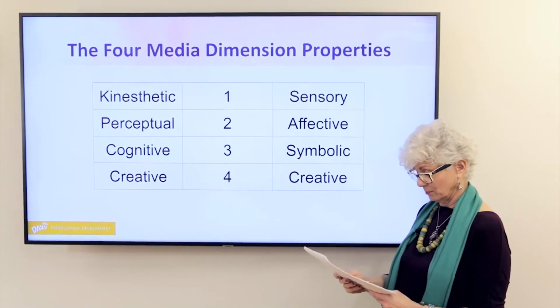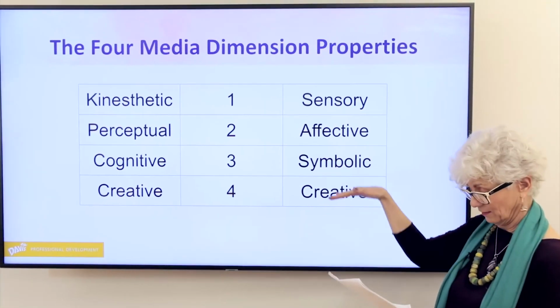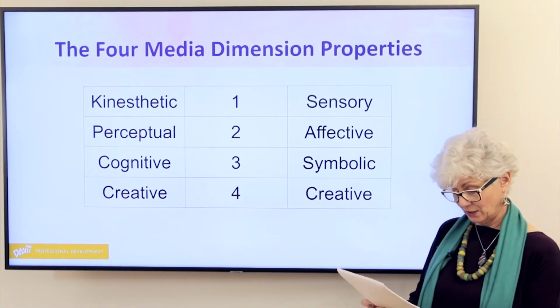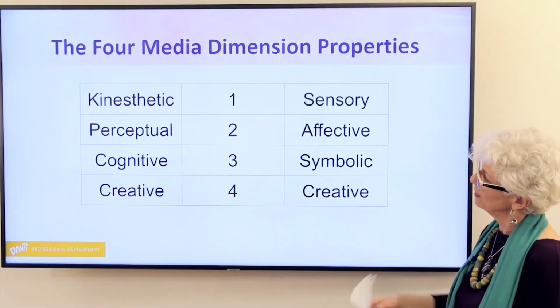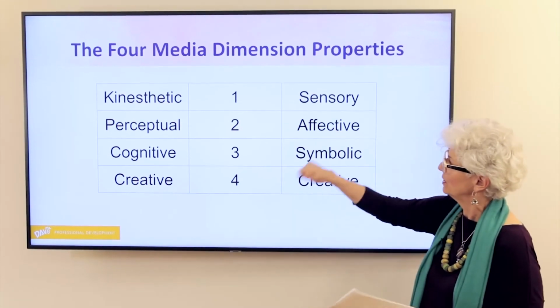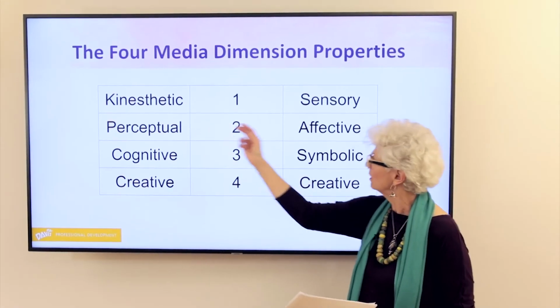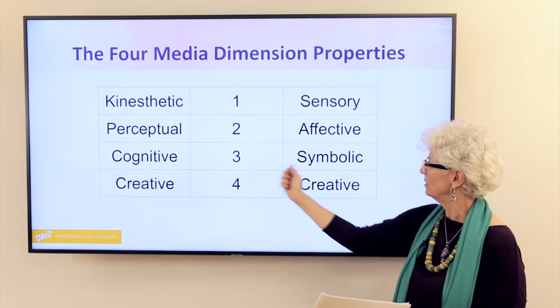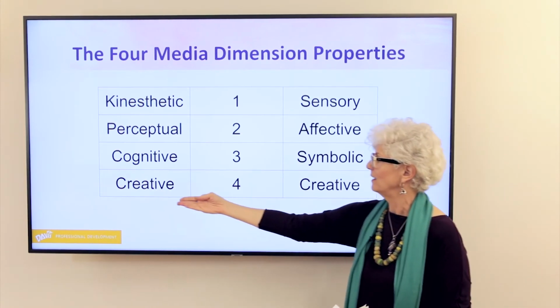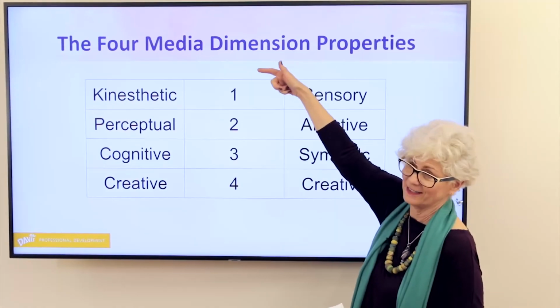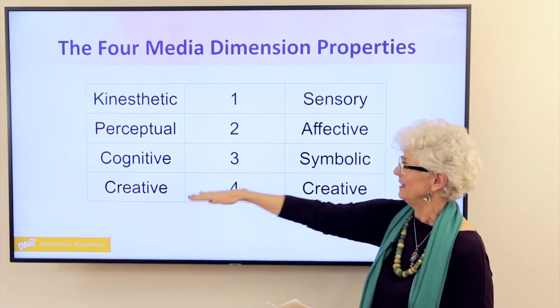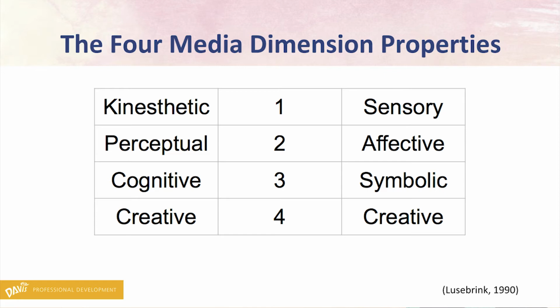In this model, comprised of 4 different levels, materials are considered according to different qualities and developmental levels, like the kinesthetic and the sensory, the perceptual and affective, cognitive, symbolic, and level 4, which ironically or interestingly is the highest level in the model, is creative on both sides. This was developed in 1990 by Lusebrink.